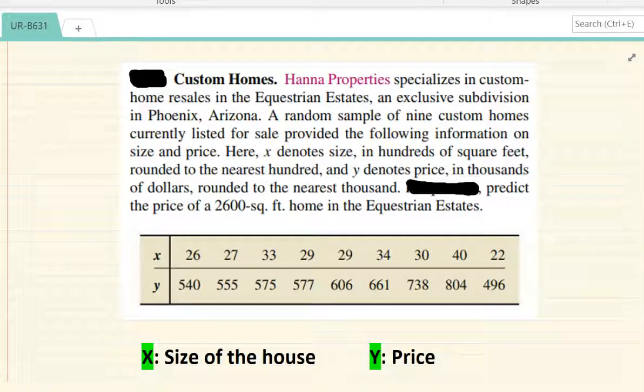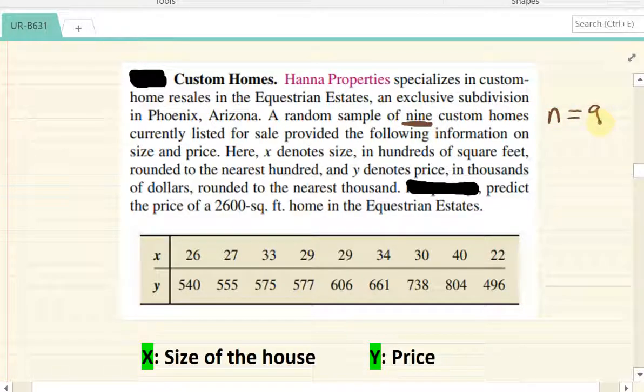So we have 9 custom homes, which means n is 9. Those currently listed for sale provided the following information on size and price. So x is the size, that's your independent variable. See right here? X denotes the size in hundreds of square feet, rounded to the nearest 100.